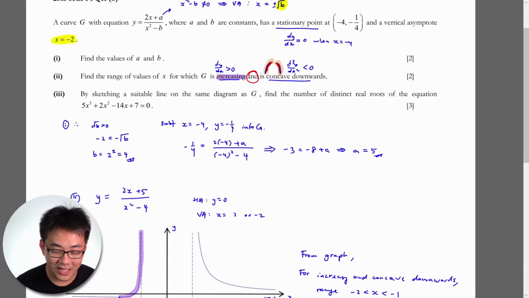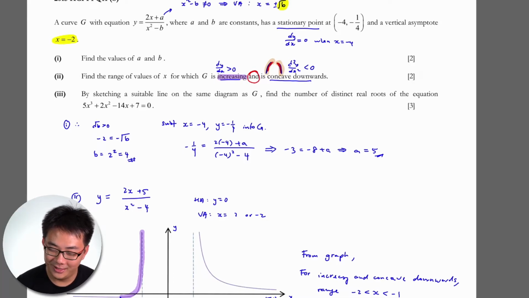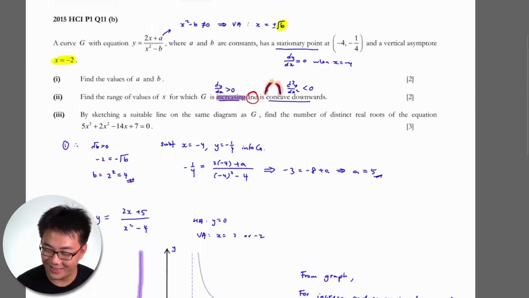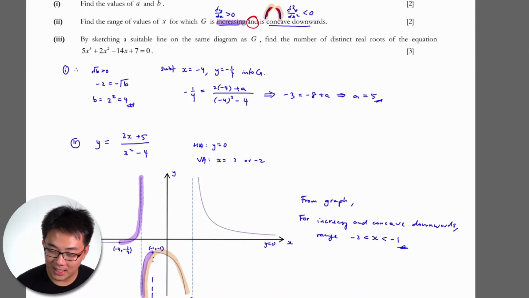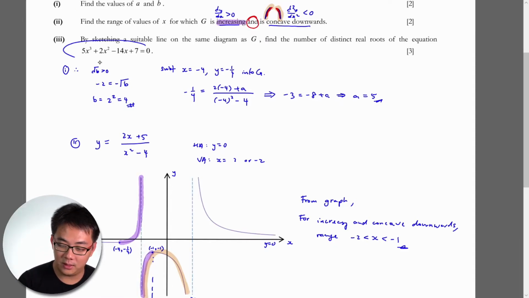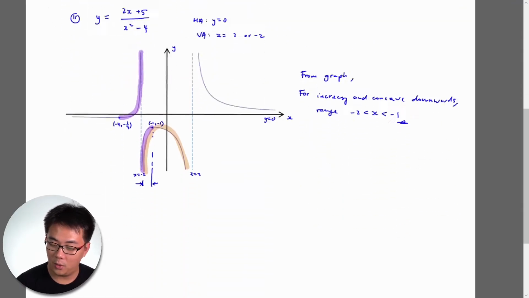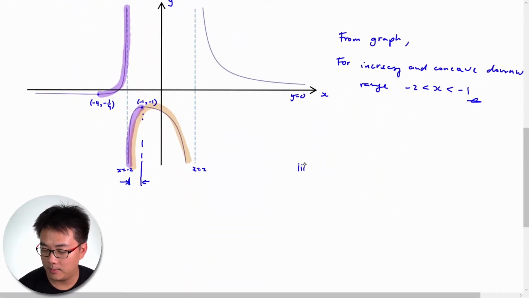You're not even asked to sketch the G, man. Right, okay. Let's look at that. I'm not sure, man. So: by sketching a suitable line on the same diagram as G, find the number of distinct real roots of the equation. Okay, this is the part I hope to do.